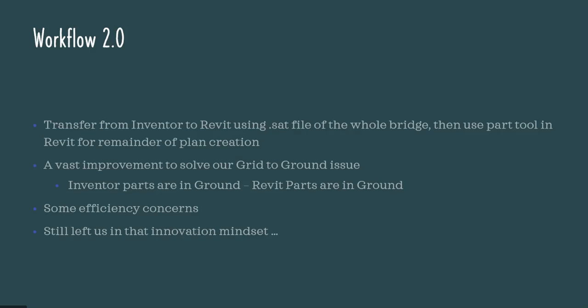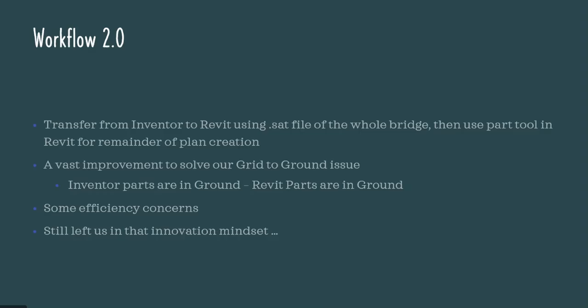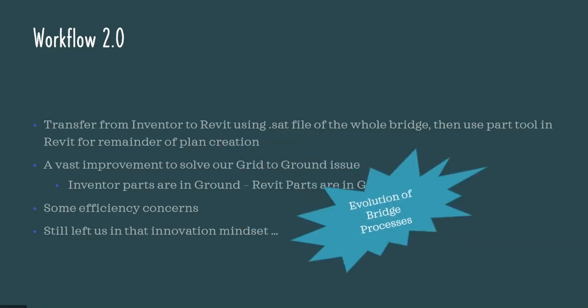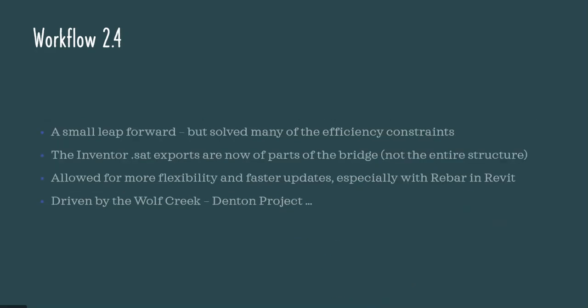Probably one of our most important things is the collaboration that we get from these. And this was a vast improvement for us here in Montana, but it did bring up some efficiency concerns. That streamlined 1.0 workflow is extremely efficient, and it's the way the software is really geared towards, and it is good. And so when we did this, we noticed that we were taking a step back there. And that's one reason I'm not going to spend a lot of time on Workflow 2.0, because we quickly evolved to what we called Workflow 2.4.